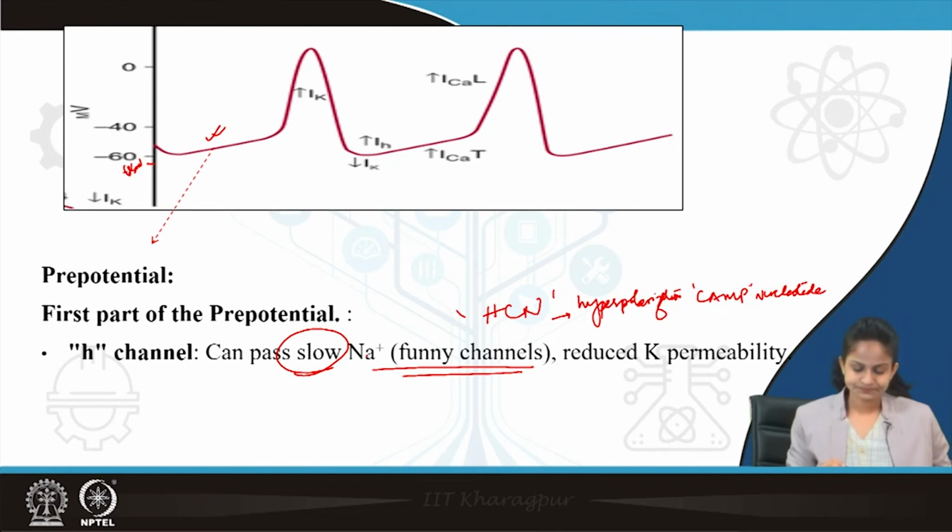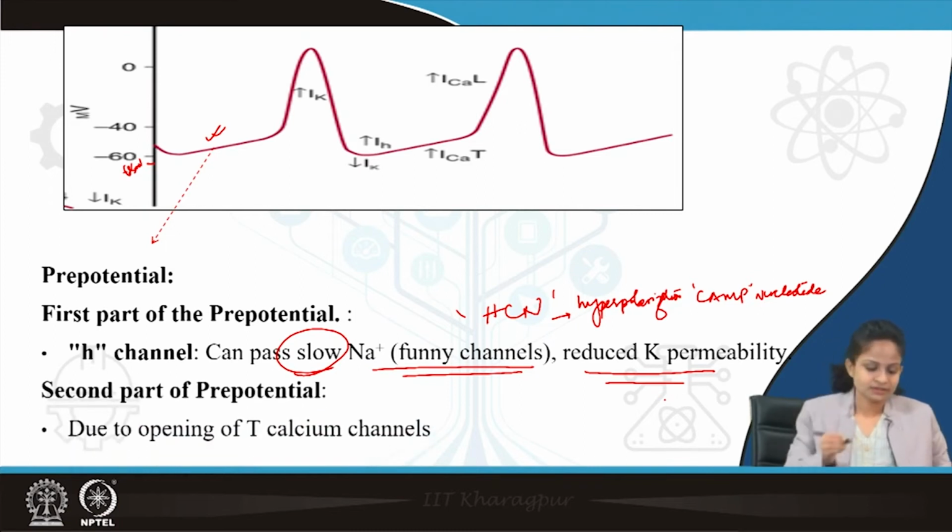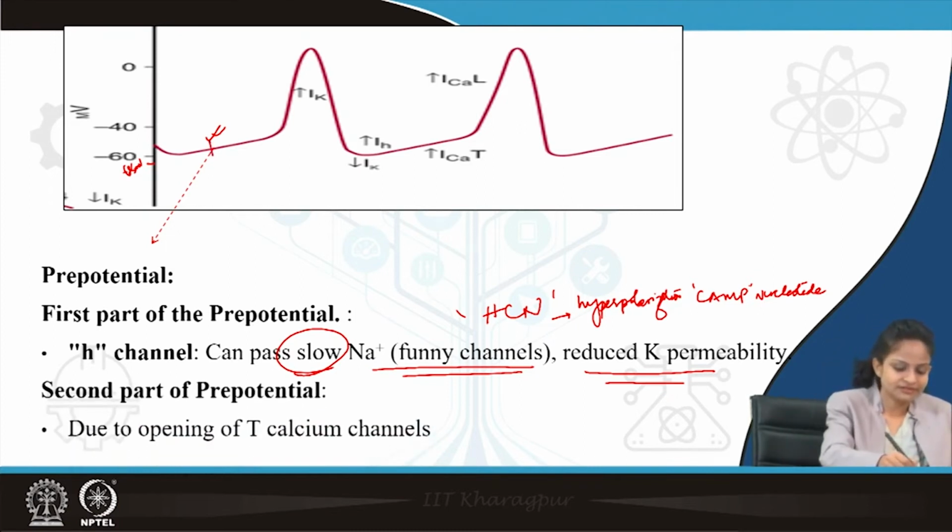And second, another important criterion of the prepotential is reduced potassium permeability. Whenever there will be reduced potassium permeability, there will be hyperpolarization, and thus these H channels will obviously get open. Now, this is usually the first part of the prepotential by H channel.